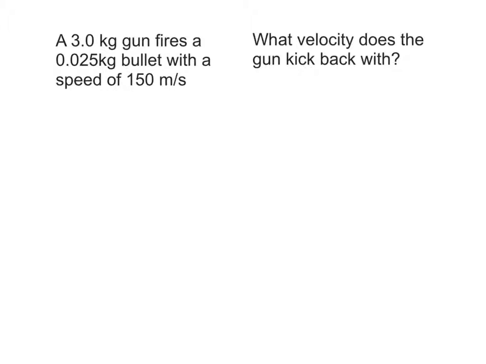Now let's remember that momentum is defined as mass times velocity, and for some strange reason it's usually represented by the letter P. So here we have the momentum, represented by P, is equal to the mass times the velocity. That's the rule. And our conservation of momentum law tells us that the momentum before has to equal the momentum after.